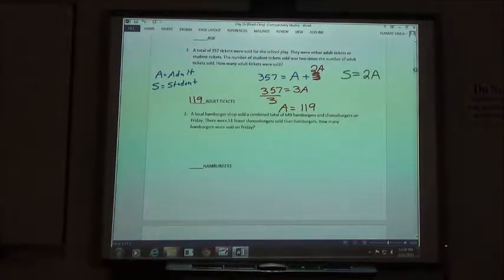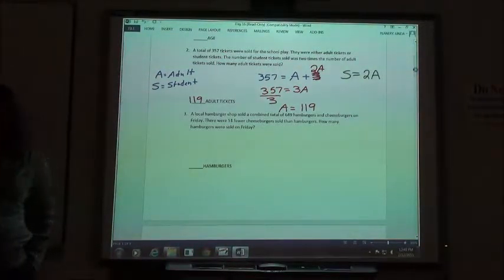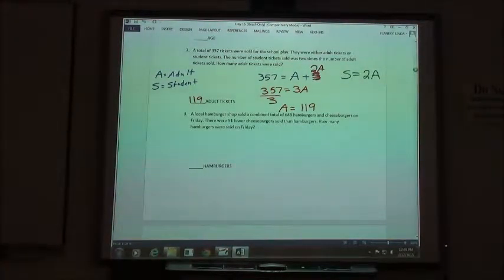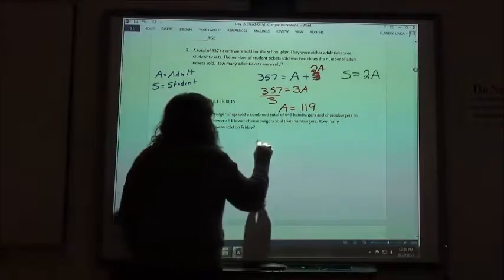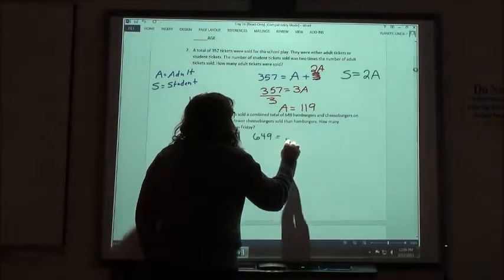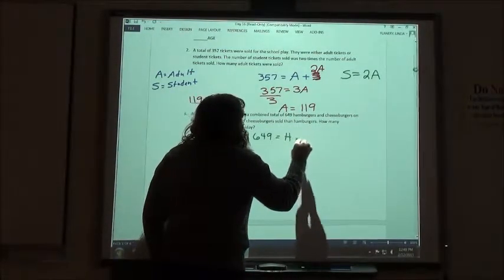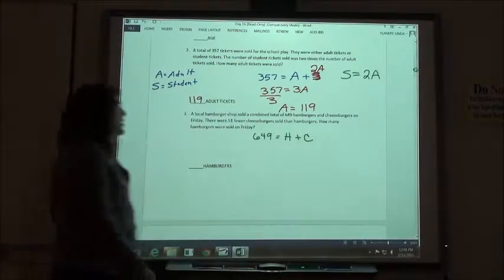So the third one, now we're going to deal with hamburgers and cheeseburgers. A local hamburger shop sold a combined total of 649 hamburgers and cheeseburgers on Friday. How do we show that as an equation? 649 equals H plus C. Exactly. A total of 649 hamburgers and cheeseburgers.